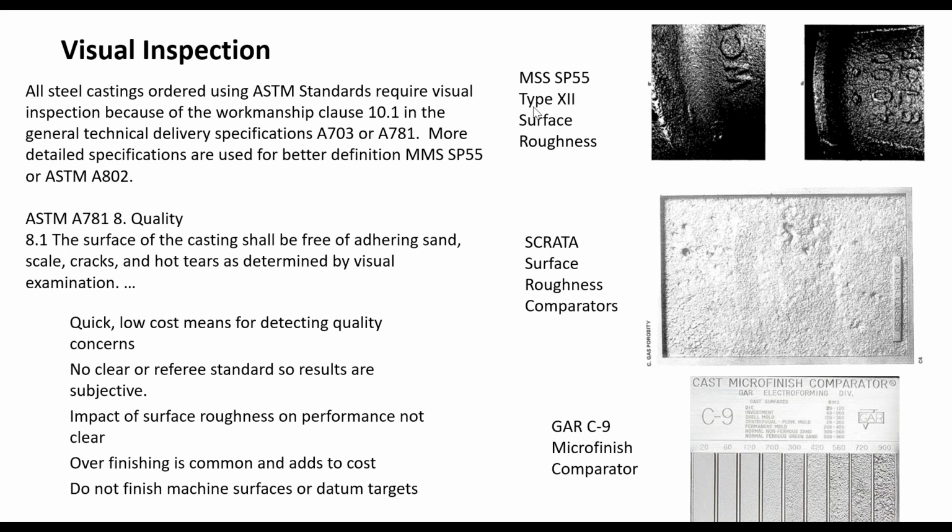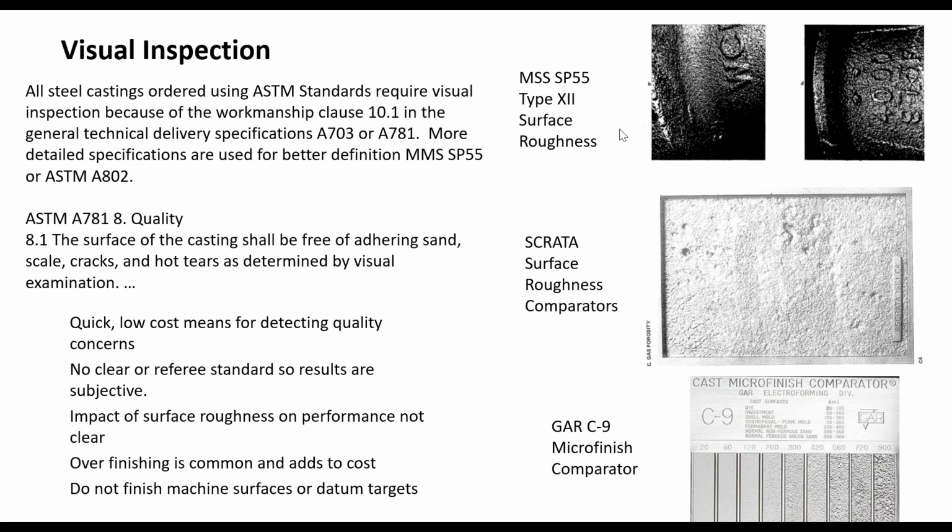MSS SP55 is the most commonly referred to one, and it's a series of pictures you get from the Valve Manufacturers Association. Strata, or now CTI in the UK, developed a series of 4x6 kind of plastic plates with different surface finishes, and you can specify in ASTM E186, even MSS SP55, the newest version, refers to these same Strata plates. So these are the most commonly used. They're really expensive, and they really don't resolve the problem of subjectivity.